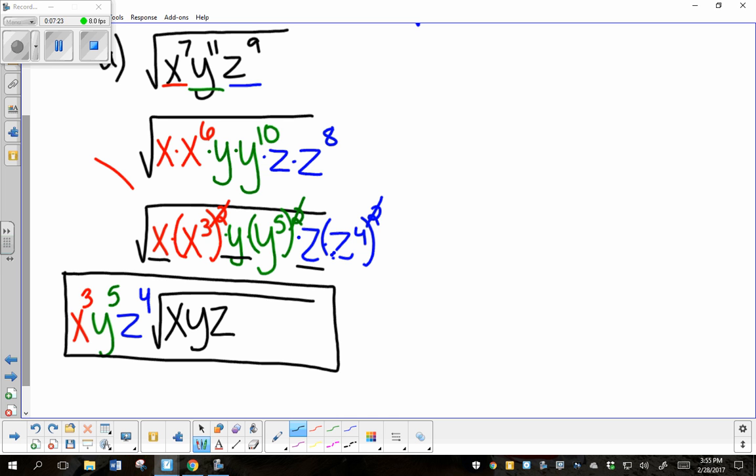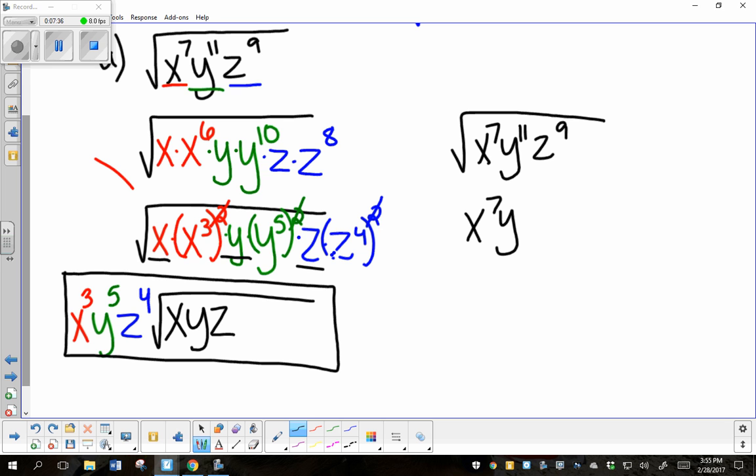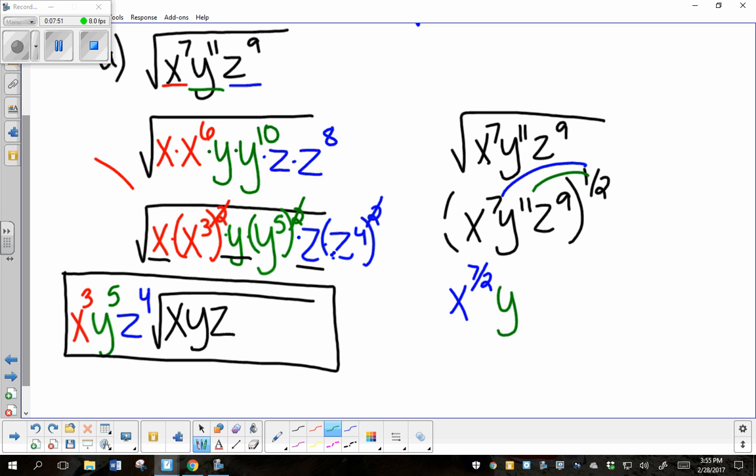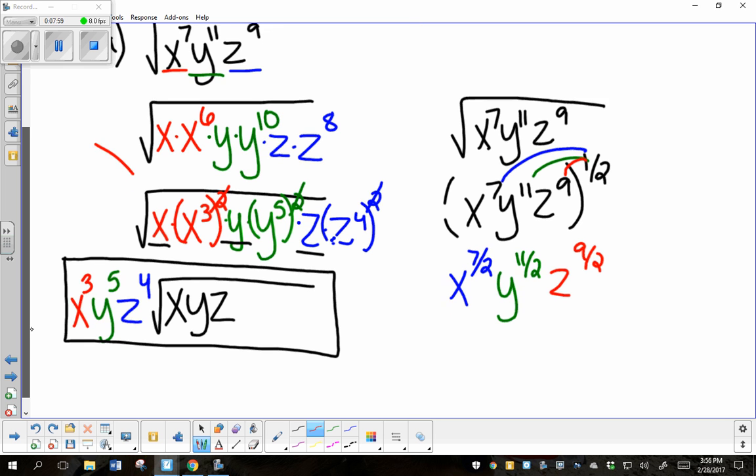Another way you could have looked at this problem, if you're really confused right now, is if we're doing, I'm going to restart it over here, the square root of x to the 7, y to the 11, z to the 9. You could remember that a square root is the same as taking all of that to the power of 1/2. And then we just distribute that 1/2 to everything. So x to the 7 to the 1/2 is x to the 7 halves. This is going to be y to the 11 halves. And z to the 9 halves. I just multiplied all of those by a half.